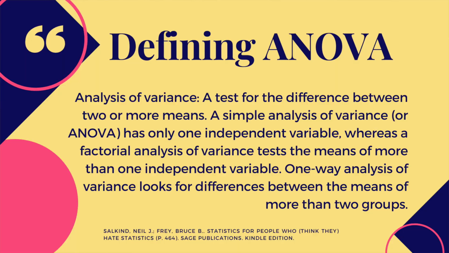So let's go ahead and look at what Anova means by looking at the definition from our textbook. Defining Anova, it's an analysis of variance, a test for the difference between two or more means. A simple analysis of variance, or Anova, has only one independent variable, whereas a factorial analysis of variance test means more than one independent variable. One way analysis of variance looks for difference between the means of more than two groups.